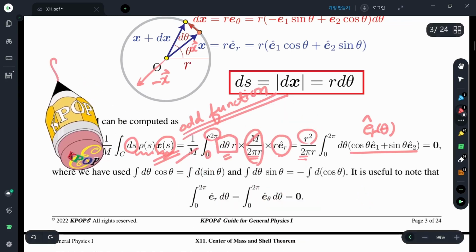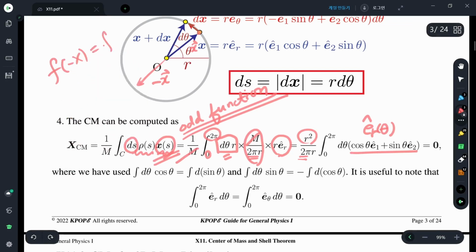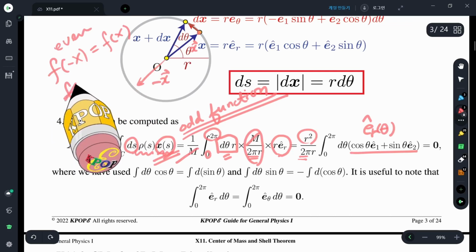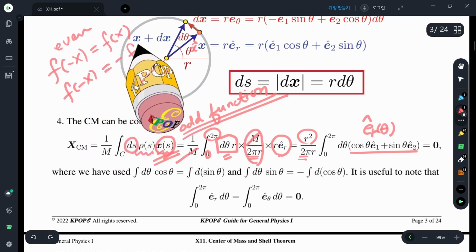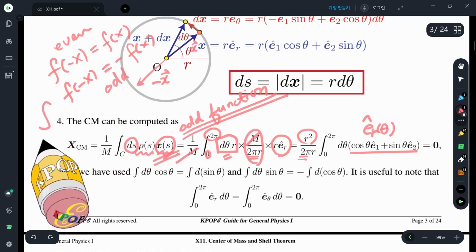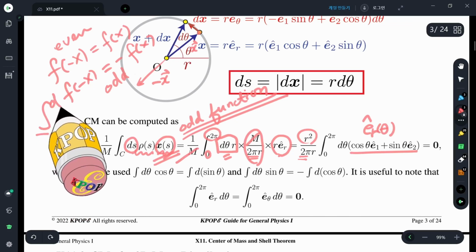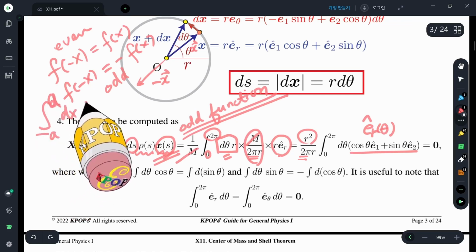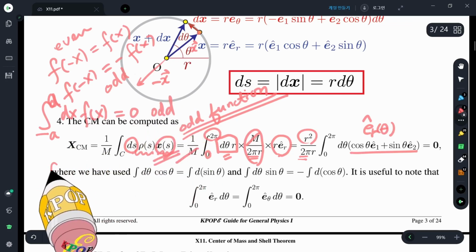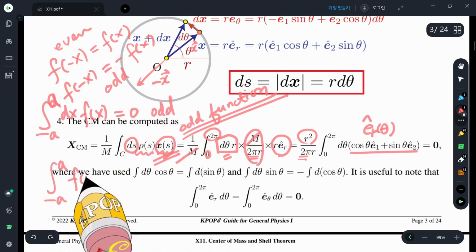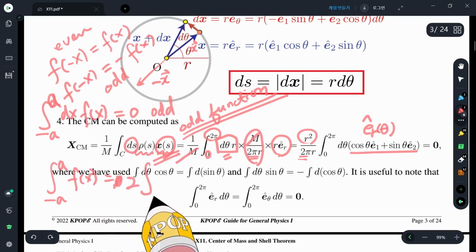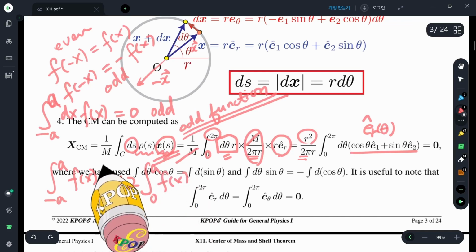What is an odd function? F of minus x equals f of x: this is even. And f of minus x equals minus f of x: this is odd. And the integration from minus a to a of dx f of x is zero for odd, and for even, the integral from minus a to a of f of x dx equals double the integral from zero to a of f of x dx.